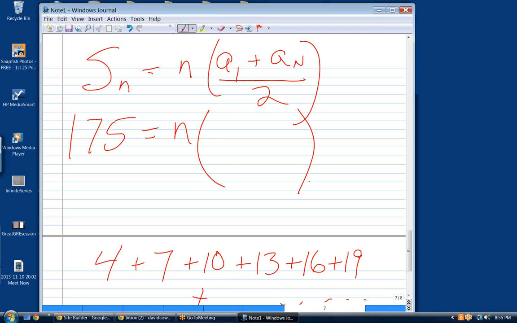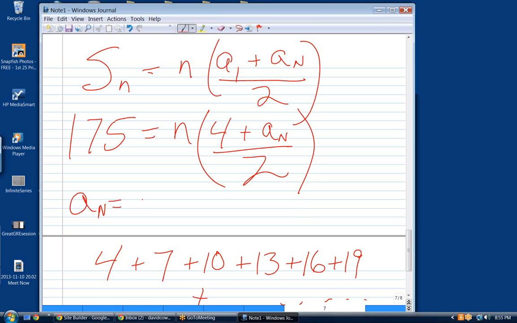So then 4 plus n divided by 2. No, we need a sub n. So 175 equals 4 plus a sub n, divided by 2, times n. But notice that we've got two variables here that we don't know: n and a sub n. I can't solve this immediately, so I still have to go back to my explicit formula for a sub n. What is that again?